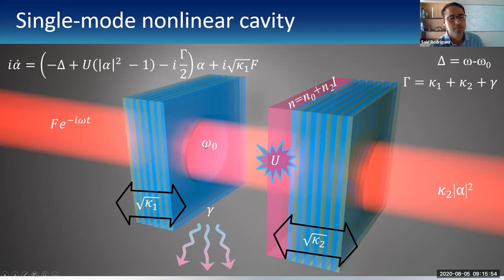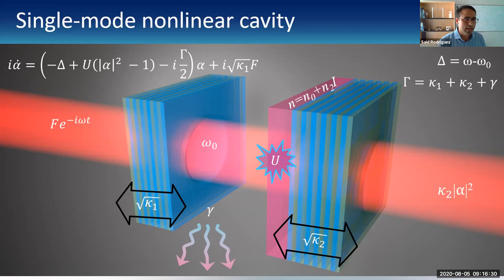And the equation of motion for the light field alpha inside our cavity is this one, where you basically have these three terms here. One of them is the detuning between the laser frequency omega and the resonance frequency omega zero. So that's the relevant energy scale in a frame that is rotating at the driving frequency omega. Then you have this nonlinearity term, this U alpha squared times alpha here. So it's a cubic nonlinearity, which is known as the Kerr nonlinearity.